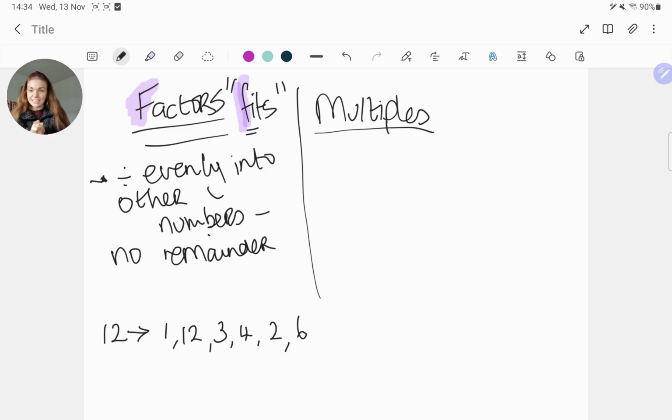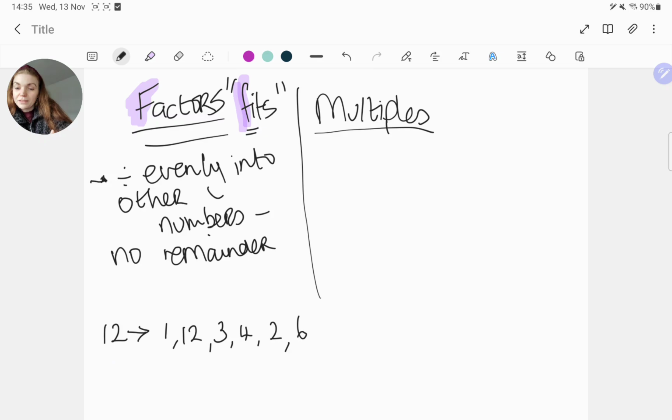Okay, let's go over this again. Factors are numbers that fit evenly into other numbers, and there are no remainders, so nothing left over. We can remember it because F for factor, F for fits. So let's look at an example. The factors of 12: I always say do them in pairs, because if we do them in pairs, we're less likely to forget some. So we've got 12 and 1, 3 and 4, and 2 and 6.